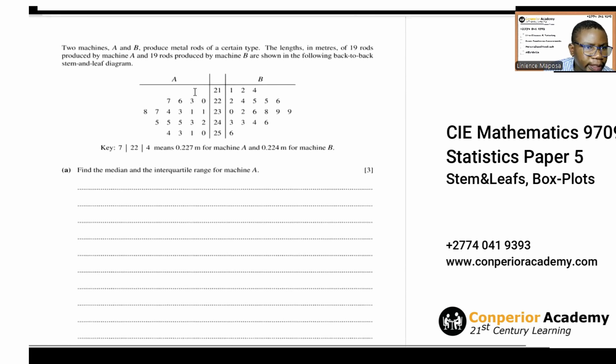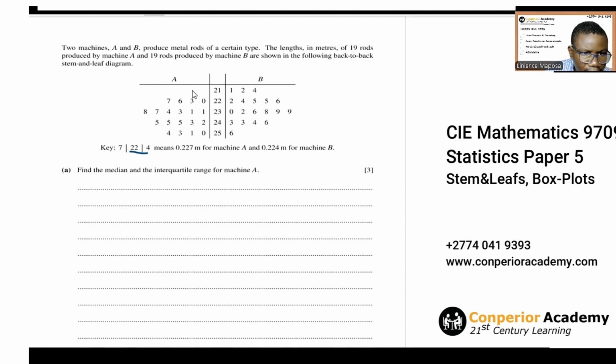Okay, so on this question, it says two machines, A and B, produce metal rods of a certain type. The lengths in meters of 19 rods produced by machine A and 19 rods produced by machine B are shown in the following back-to-back stem and leaf diagram, right? Okay, let's read the scale, always read the scale. So 224 here would mean that this is 0.224. So remember, this is a decimal. Keep this in mind. This is distance. What was this? This is the length. So the length is measured in meters. So we have decimals. So keep that in mind.